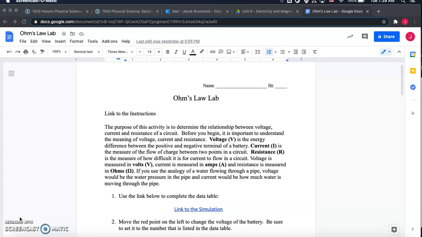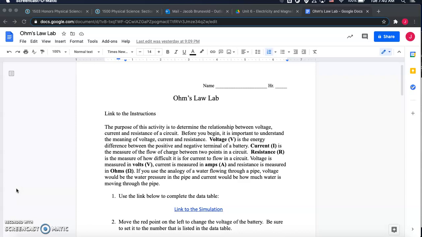So voltage is the energy difference between the positive and negative terminal of a battery. If you want to think of it, voltage is like a measure of how hard the electrons are being pushed through the circuit. Current is the measure of the flow of charge between 2 points in the circuit. So it's how fast the electrons are moving through the circuit. Resistance is a measure of how difficult it is for current to flow in the circuit.